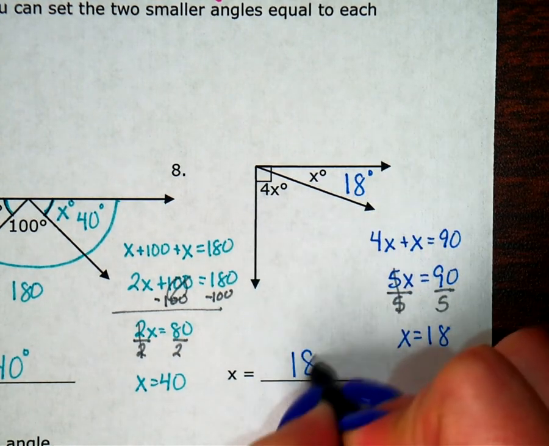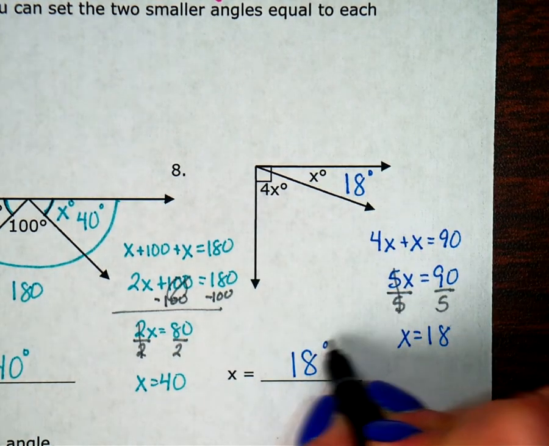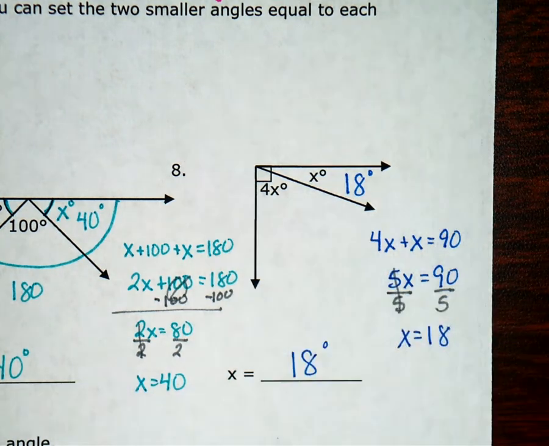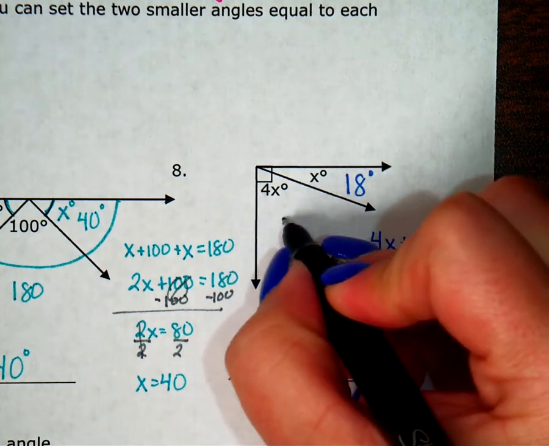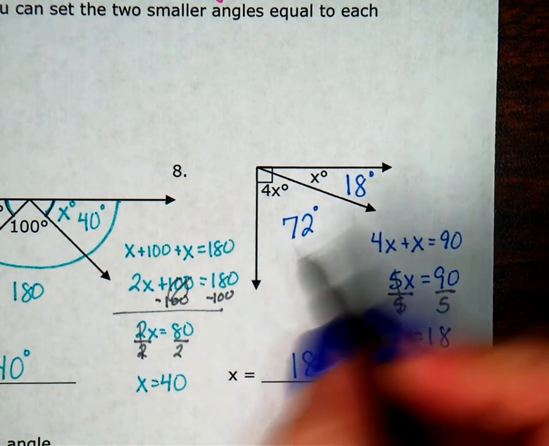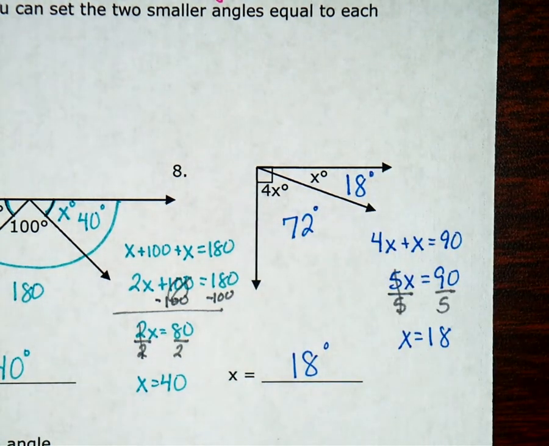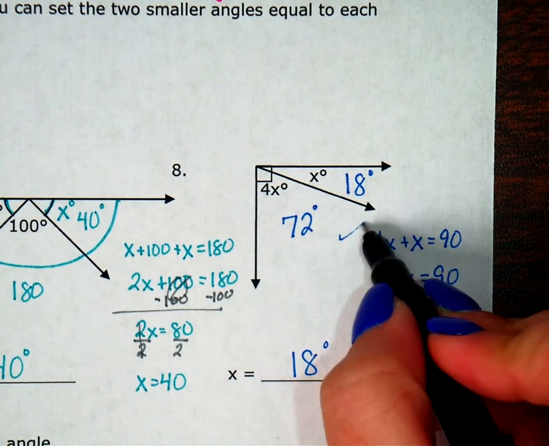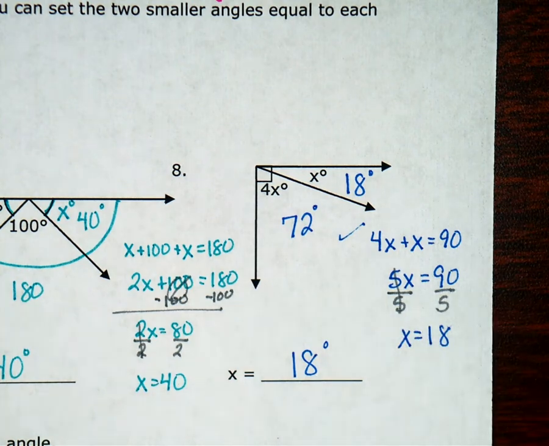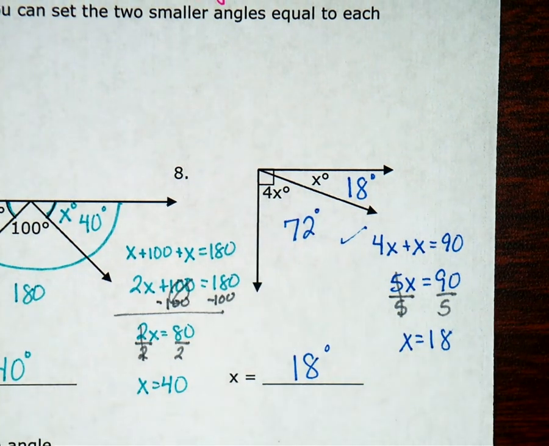And then just to check my math to make sure it's correct, I'm going to go ahead and do my 4 times x, 4 times 18, and I get 72 degrees. And then I can check my 72 plus my 18. Does that make the total of 90? Yes, it does. Okay, so I can feel confident in my answer. All right, let's look at this next little problem down here.